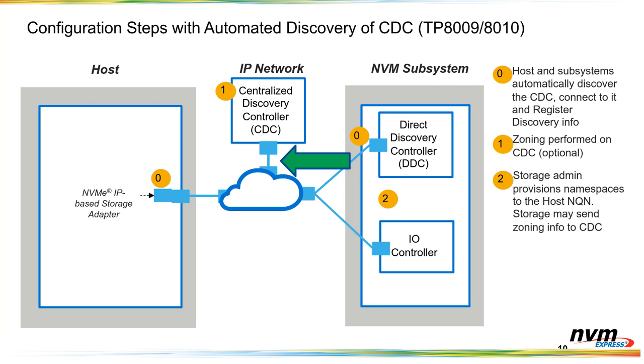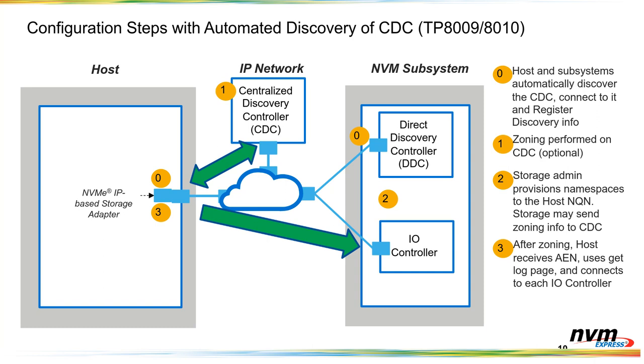Whether the zoning is done manually or through subsystem-driven zoning, once the zone configuration has been activated, an asynchronous event notification is sent out by the CDC. The host is able to retrieve the log page using get log page and then connect to each IO controller, and then repeat those steps for every host.